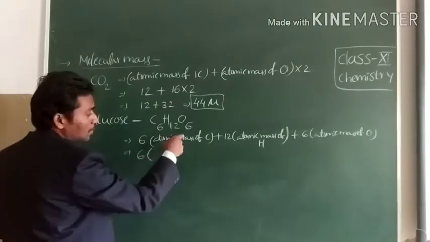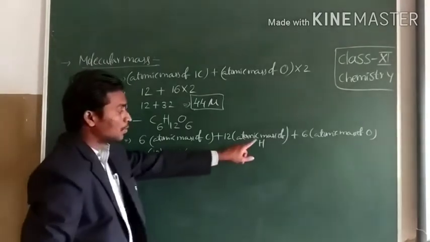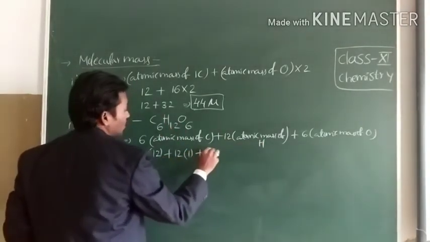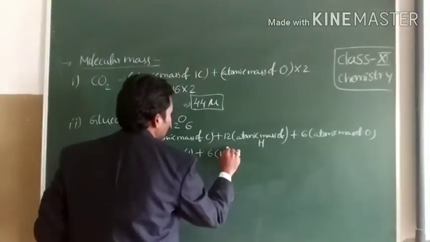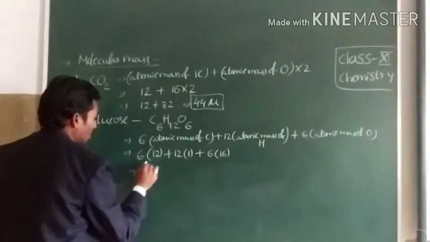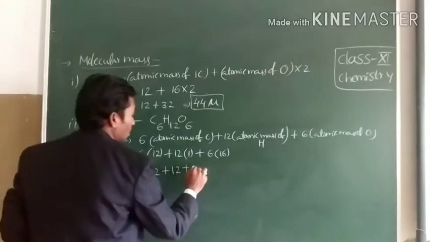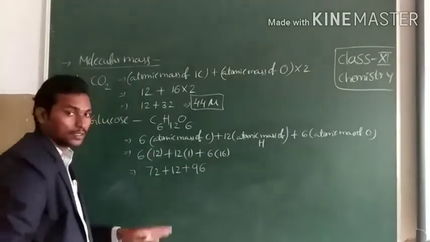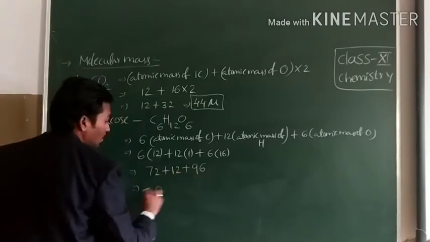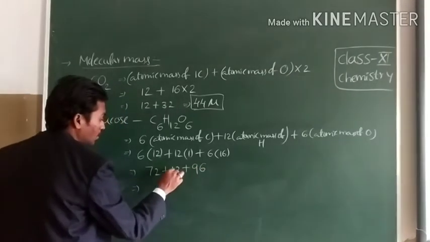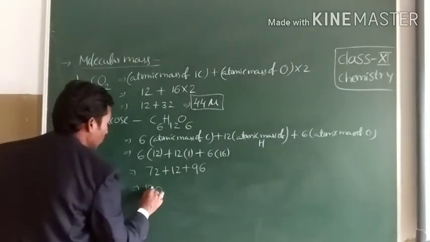6 into atomic mass of carbon 12, plus 12 into atomic mass of hydrogen 1, plus 6 into atomic mass of oxygen 16. Add them. 12 6s are 72, plus 12 1s are 12, plus 16 6s are 96. Add them. 72 plus 12 is 84, plus 96 is 180 mu.